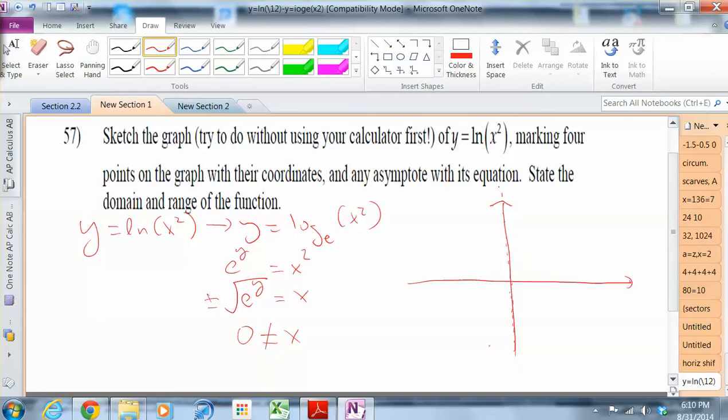Also, we're going to notice that if y were 0 itself, x could be 1. But because it's plus or minus, x equals plus or minus the square root of e to the y, we could have negative 1. Or, because you're squaring x, if you have a positive or negative value for x, the output's going to be positive. So if you plug negative 1 in for x, y will still be 0.